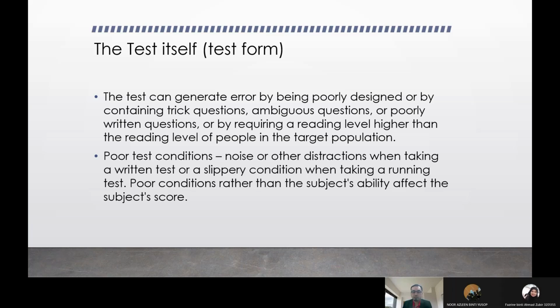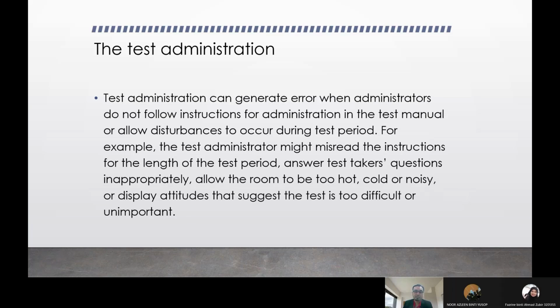And then poor test conditions, such as noise or other distraction when taking a written test, or slippery condition when taking a running test. Poor condition rather than the subject's ability affects the subject's score. Okay, this is the time when we administer the test, masa kita conduct the test, environmental factor pun boleh mempengaruhi jugalah the reliability punya result. So that's why when we want to test the reliability, we make sure the condition is the same or constant.